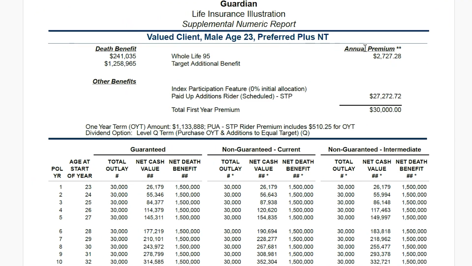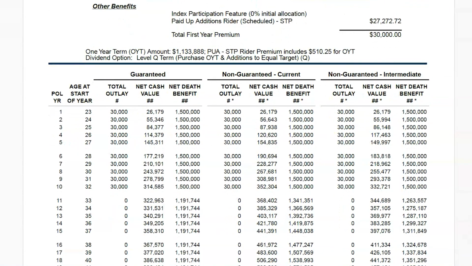Supplemental numeric values. Here, we can see the custom guaranteed values. So to the far left, we see under guaranteed, funding, $30K per year for 10 years, nothing thereafter. There's the net cash value. And this column assumes dividends are never paid to the policy. So the guaranteed shows just the minimum guaranteed values. It is an absolute worst case scenario. So let's take a look at everything on Excel.